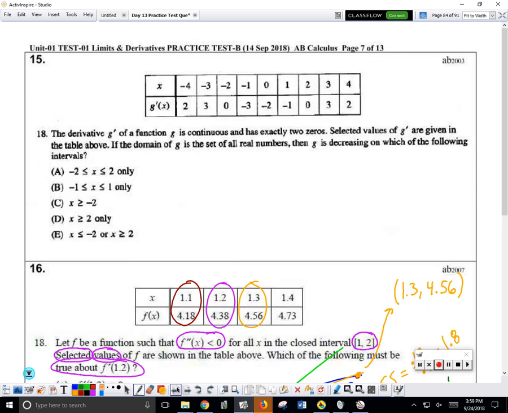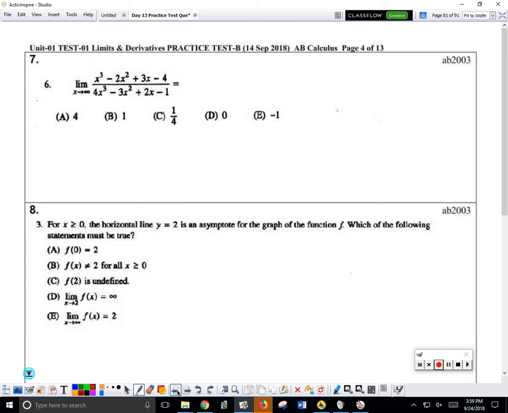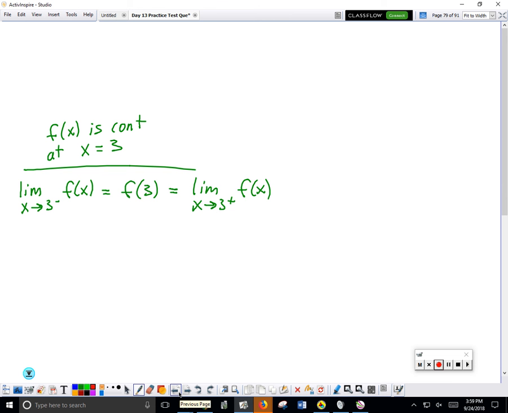Too many pages on this dumb file. Come on. That one. Okay. That's exactly what you're talking about.